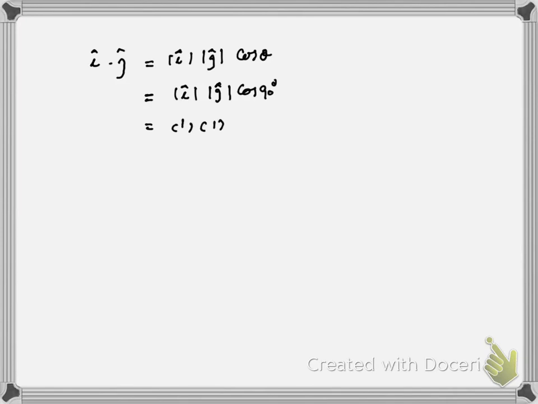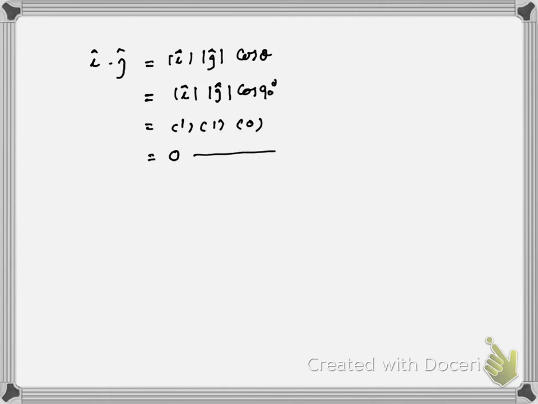Now if we have to find i dot j, it is equal to magnitude of i into magnitude of j into cos of theta. Now theta is the angle between i and j, means the angle between x and y axis, which is 90. So magnitude of i into magnitude of j into cos of 90 degree. i and j are unit vectors, so their magnitudes are 1. Cos 90 is 0, so i dot j is equal to 0.